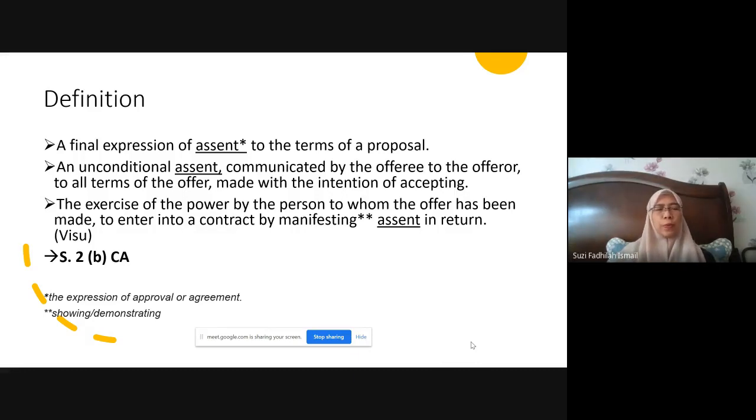The last one we take from one of the textbooks. He's the author, and I think he was also a judge, Visu Sinadura. He proposed this definition. He said that acceptance is the exercise of the power by the person to whom the offer has been made. So in shorter words, the exercise of the power by the offeree to enter into a contract, by manifesting, by demonstrating assent. Again, that's the keyword, assent in return. This is on the part of the offeree, in response to the offer, which has been communicated to the offeree by the offeror.